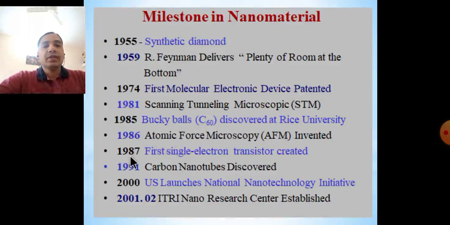1986, atomic force microscopy, AFM, invented. 1987, first single electron transistor created. 1991, carbon nanotube discovered. 2000, US launches national nanotechnology initiative. 2001 to 2002, ITRI Nano Research Center established. This is the milestone of the nanomaterial.